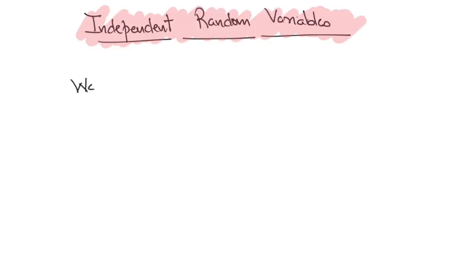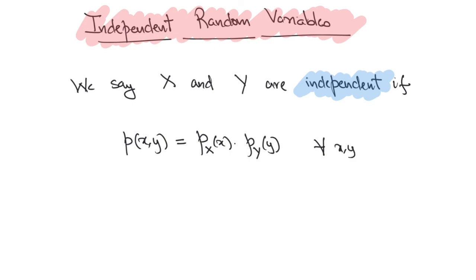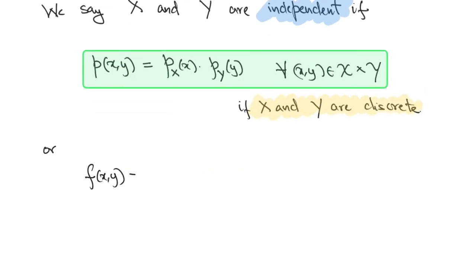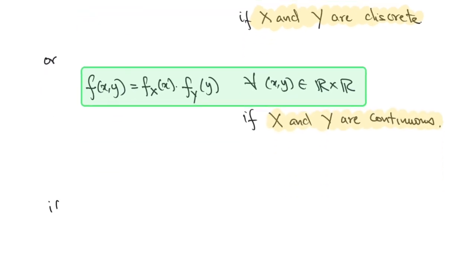We wrap up this video by talking about the independence of random variables. We say that two random variables x and y are independent if the joint PMF p(x,y) equals the product of the marginal PMFs for all values of (x,y) if x and y are discrete random variables, or if the joint PDF equals the product of the marginal PDFs for all (x,y) inside R cross R, if x and y are continuous random variables.